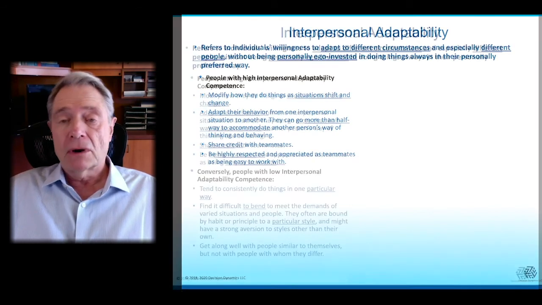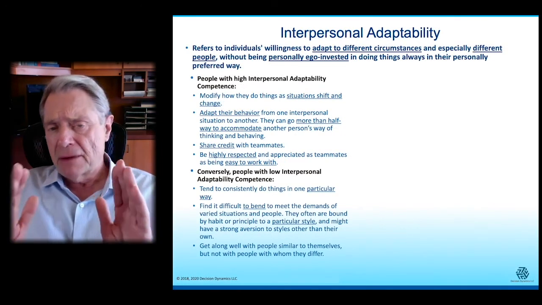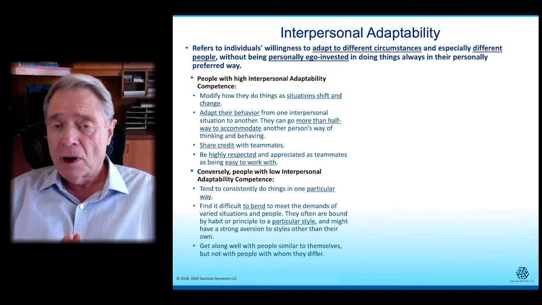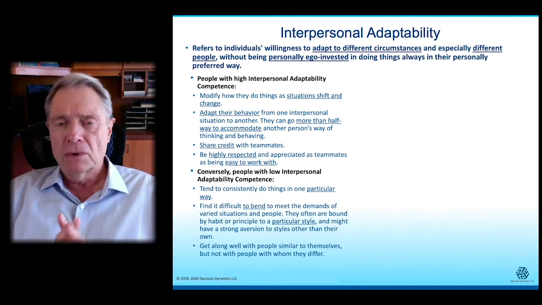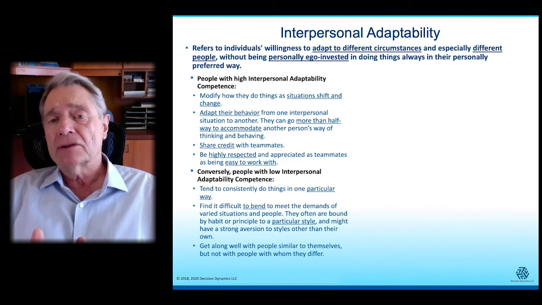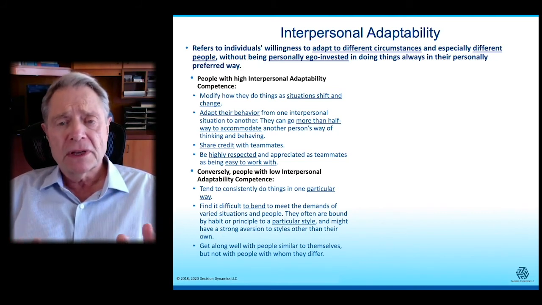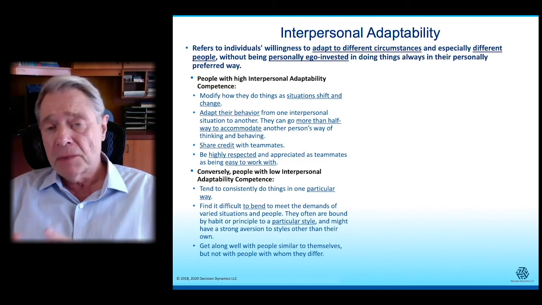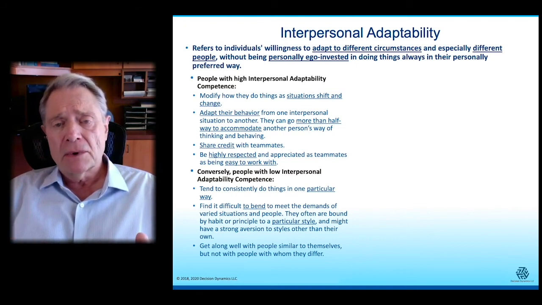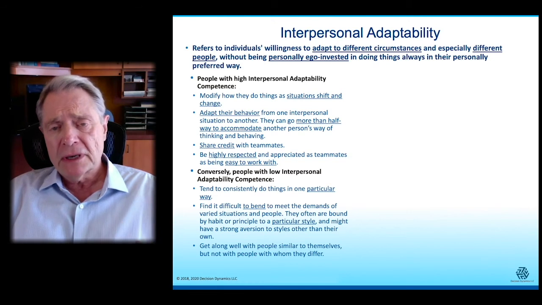People, on the other hand, who score low on interpersonal adaptability tend to have a narrow bandwidth of people they deal well with. They can deal very well with people who are much like themselves, but not so well with other people who are different in some ways from themselves. They find it difficult to shift their behavior from situation to situation. They tend to be habit bound, doing things in one particular way, as I said, as a matter of habit or simply as a matter of principle. So getting along is not the most important thing for them. Doing things in one particular way would be a much higher priority for them.